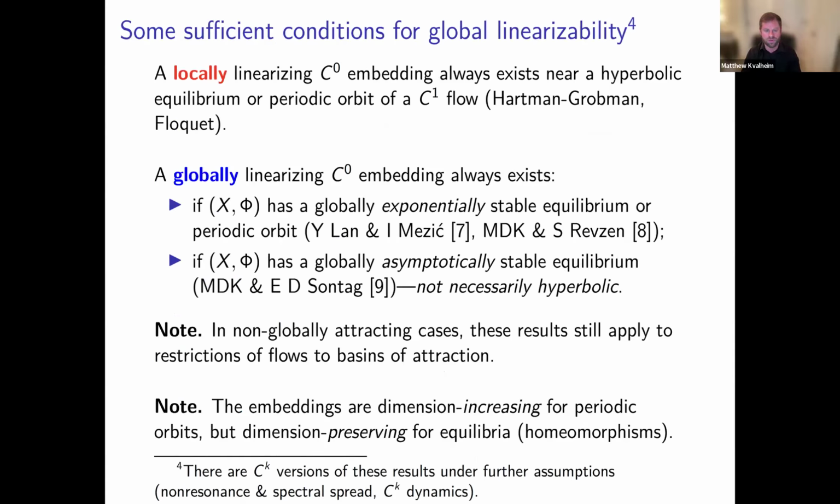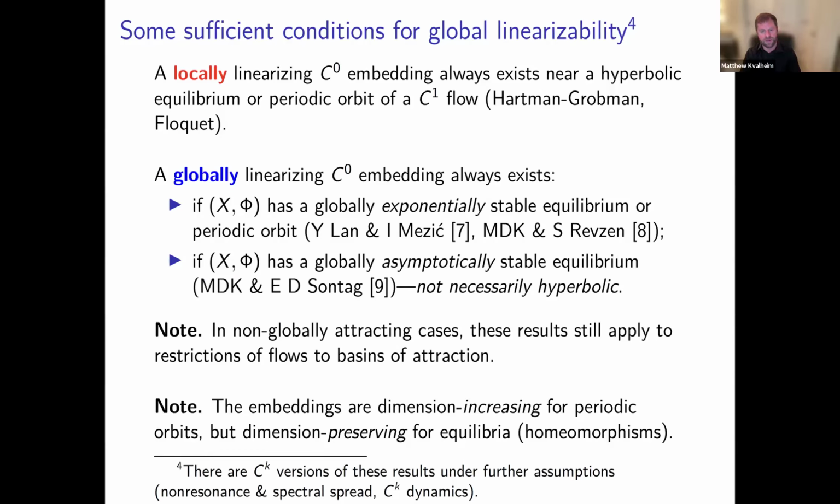So briefly, some sufficient conditions for global linearizability. Well, first of all, locally, classical results. I'm only stating for simplicity on this slide the C0 versions, but near a hyperbolic equilibrium or periodic orbit for a C1 flow, the Hartman-Grobman theorem and the nonlinear Floquet normal form theorem tell you that you can always find linearizing coordinates. The linearizing embedding is a homeomorphism for Hartman-Grobman. For Floquet, it's already dimension increasing.